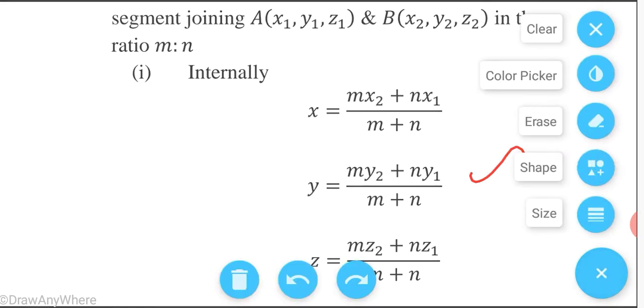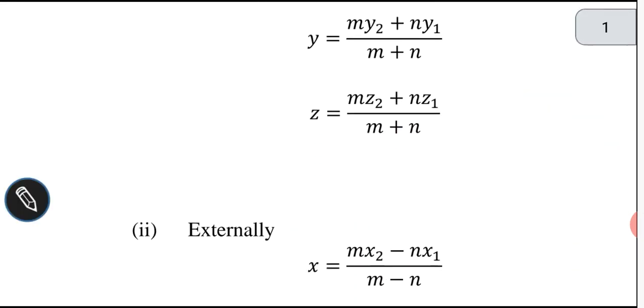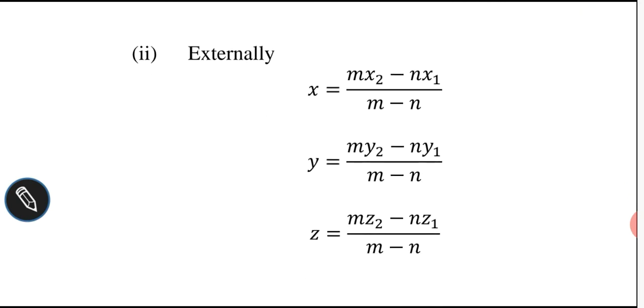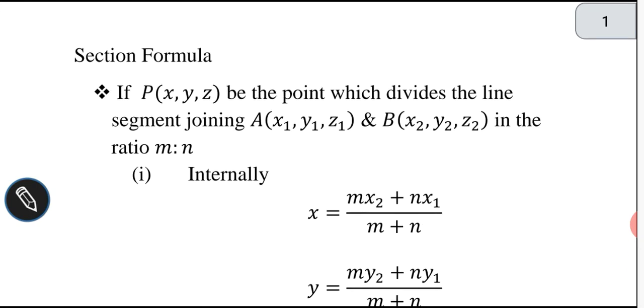Okay. For externally, x equal to (m x2 minus n x1) divided by (m minus n). Y equal to (m y2 minus n y1) divided by (m minus n). Z is equal to (m z2 minus n z1) divided by (m minus n). Okay, so this is the section formula.